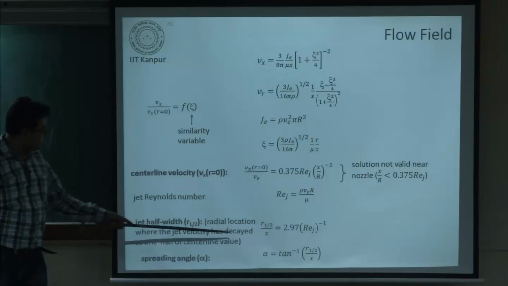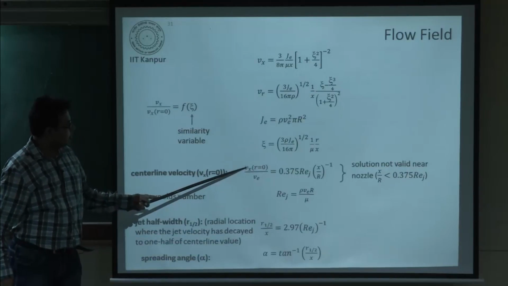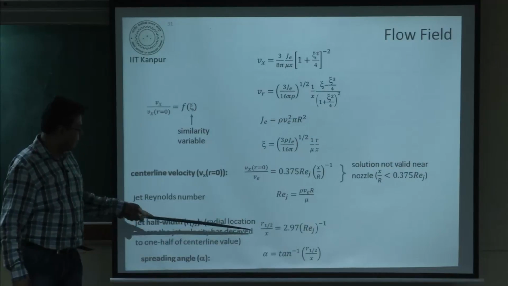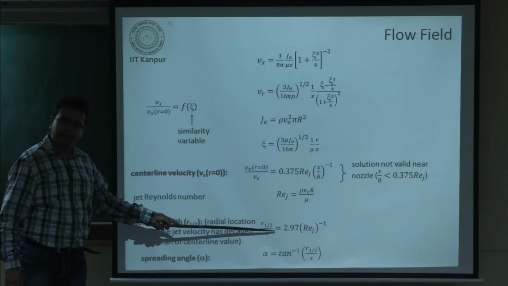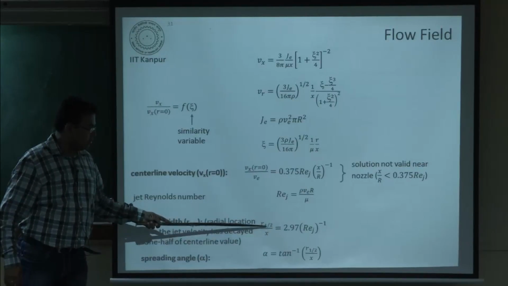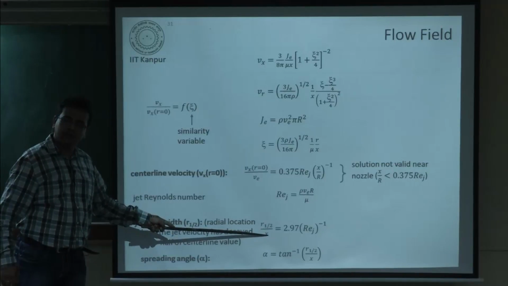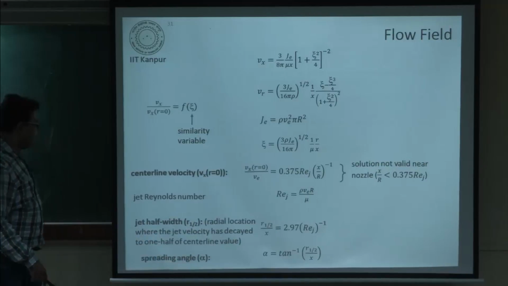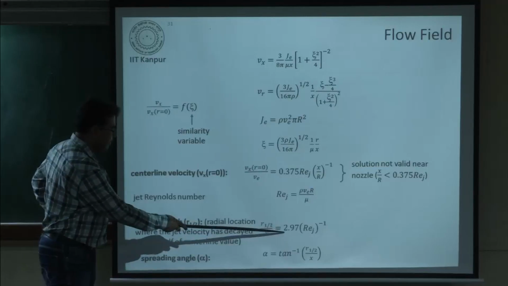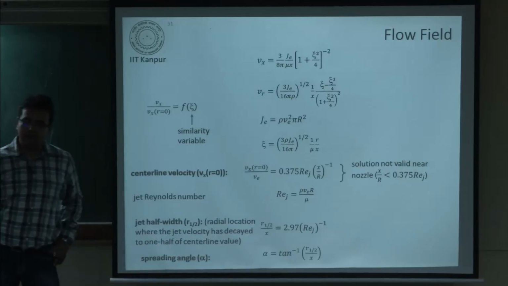Now we can recover this expression of the half radius from this. What you need to do is set Vx to be half of the center line velocity. From this you can get an expression of the half radius. I am not deriving this, I leave it up to you. So this is the normalized half radius. There is a dependency on the x location, at any distance x downstream of the nozzle exit. That is basically almost close to 3 times 3 by Re.